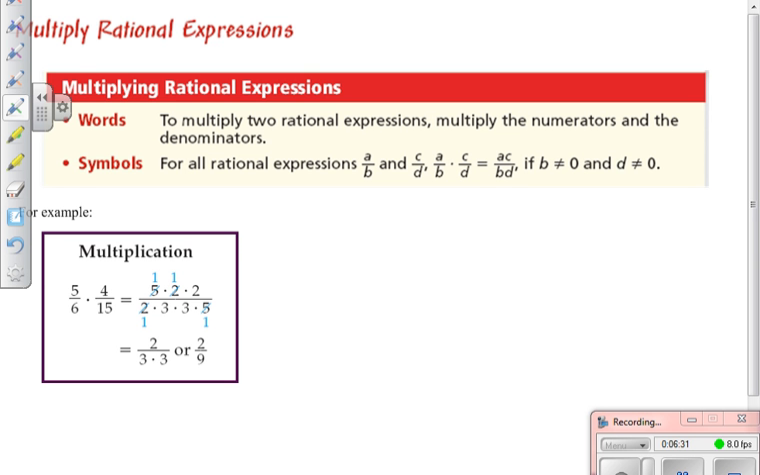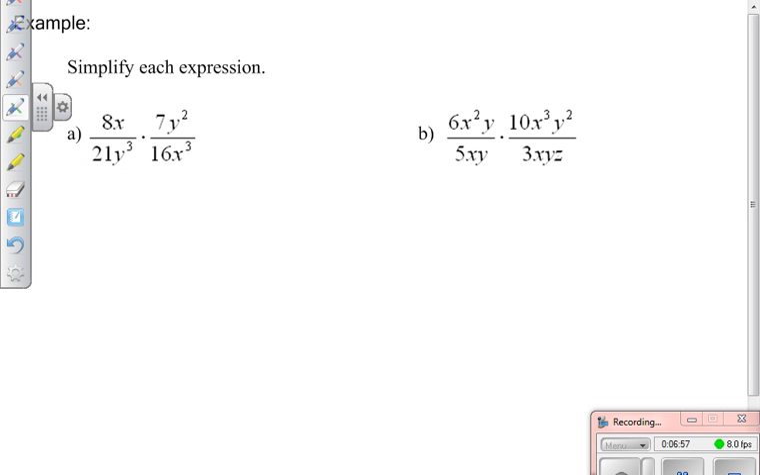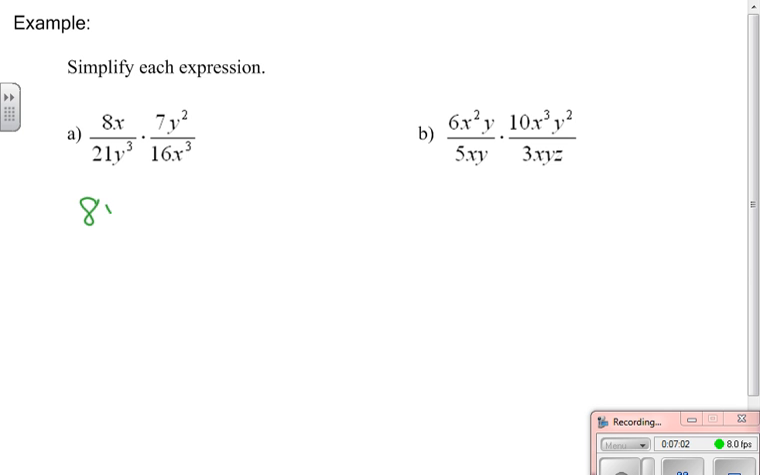Now to multiply rational expressions, very simple. Numerator times numerator. Denominator times denominator. And a lot of times I won't actually even do the multiplication. I will just smush them together into a single fraction, do my canceling, keep my number smaller, and then do any multiplying at the end. So let's look at an example. I'm going to go ahead and write this as a single fraction. I have 8x times 7y squared all over 21y cubed times 16x cubed.